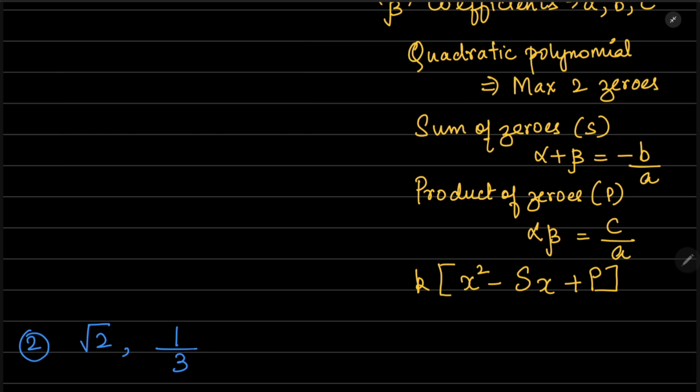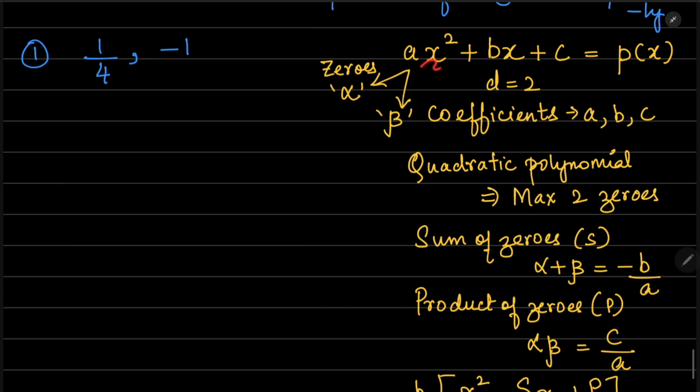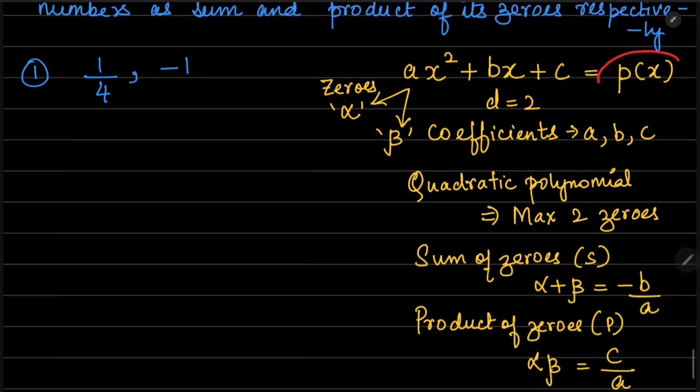The first one is, you should know the standard form of a quadratic polynomial is ax square plus bx plus c, where a, b and c are the coefficients. Normally, a polynomial with variable x is denoted by p of x. The degree of a quadratic polynomial is the highest power of x, and for a quadratic polynomial, the degree is 2. Any quadratic polynomial can have a maximum of 2 zeros. It can have 1 zero and it can have no zeros also, but it can never go beyond 2.